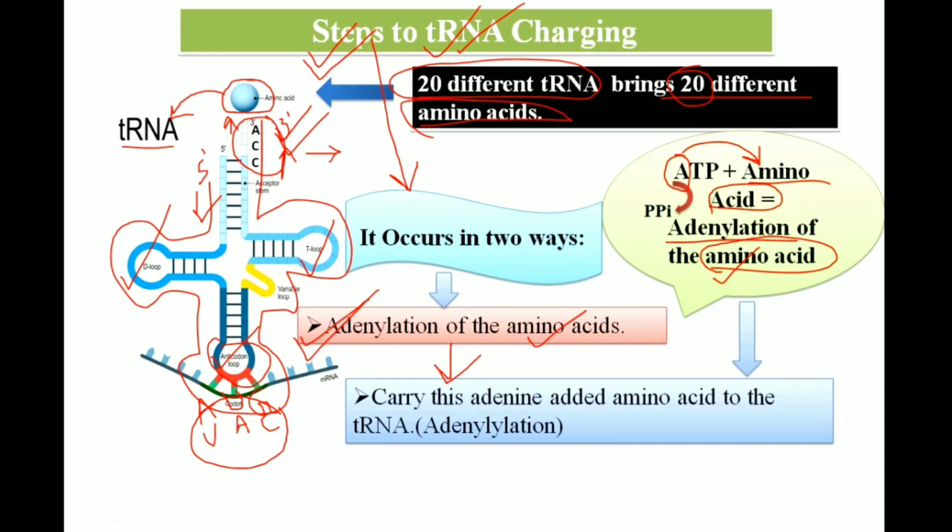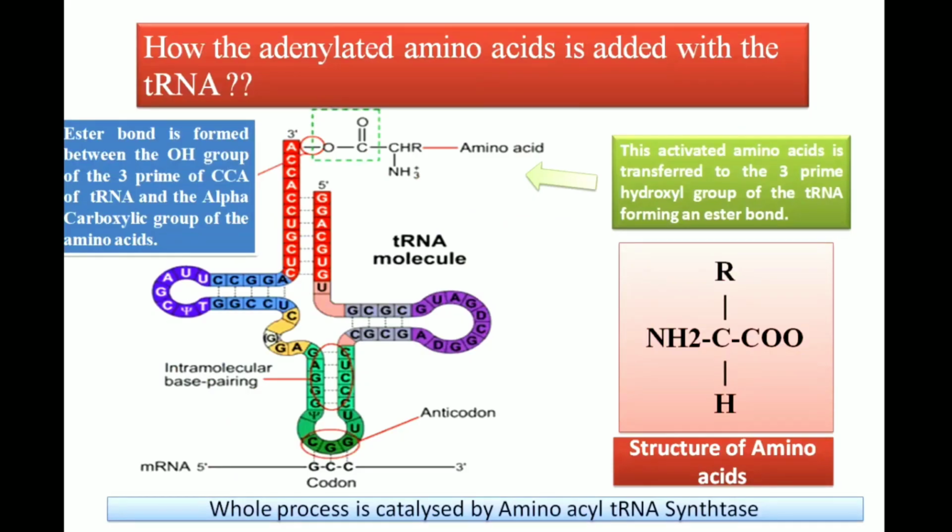In the next step, we see that this adenine group added to the amino acid should be transferred to the tRNA, and this process is known as adenylation. It needs to be transferred to the tRNA, because without the addition of this amino acid to the tRNA, even if it binds to the anticodon loop, it cannot form the polypeptide bond, and it cannot carry out protein synthesis. So how is the adenylated amino acid added to the tRNA?